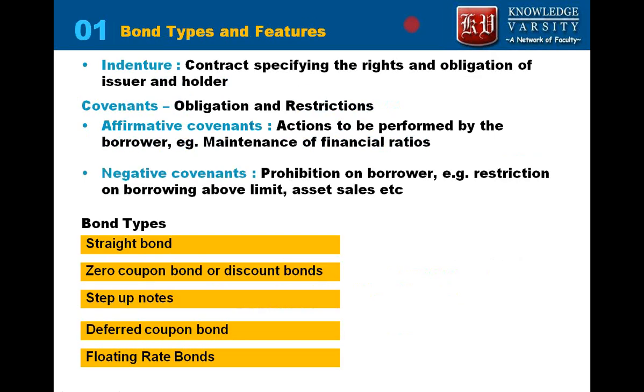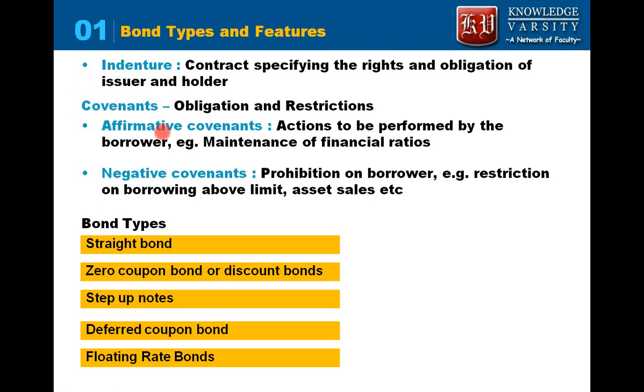So in this reading, we'll be discussing the different types of bonds and their features. Whenever a company issues a bond, it issues a contract. In that contract, it specifies the rights and obligations of both the issuer and the holder. This contract is called the indenture. There are some restrictions on the issuers, which are specified in the indenture. So there are restrictions as well as obligations. These are called covenants.